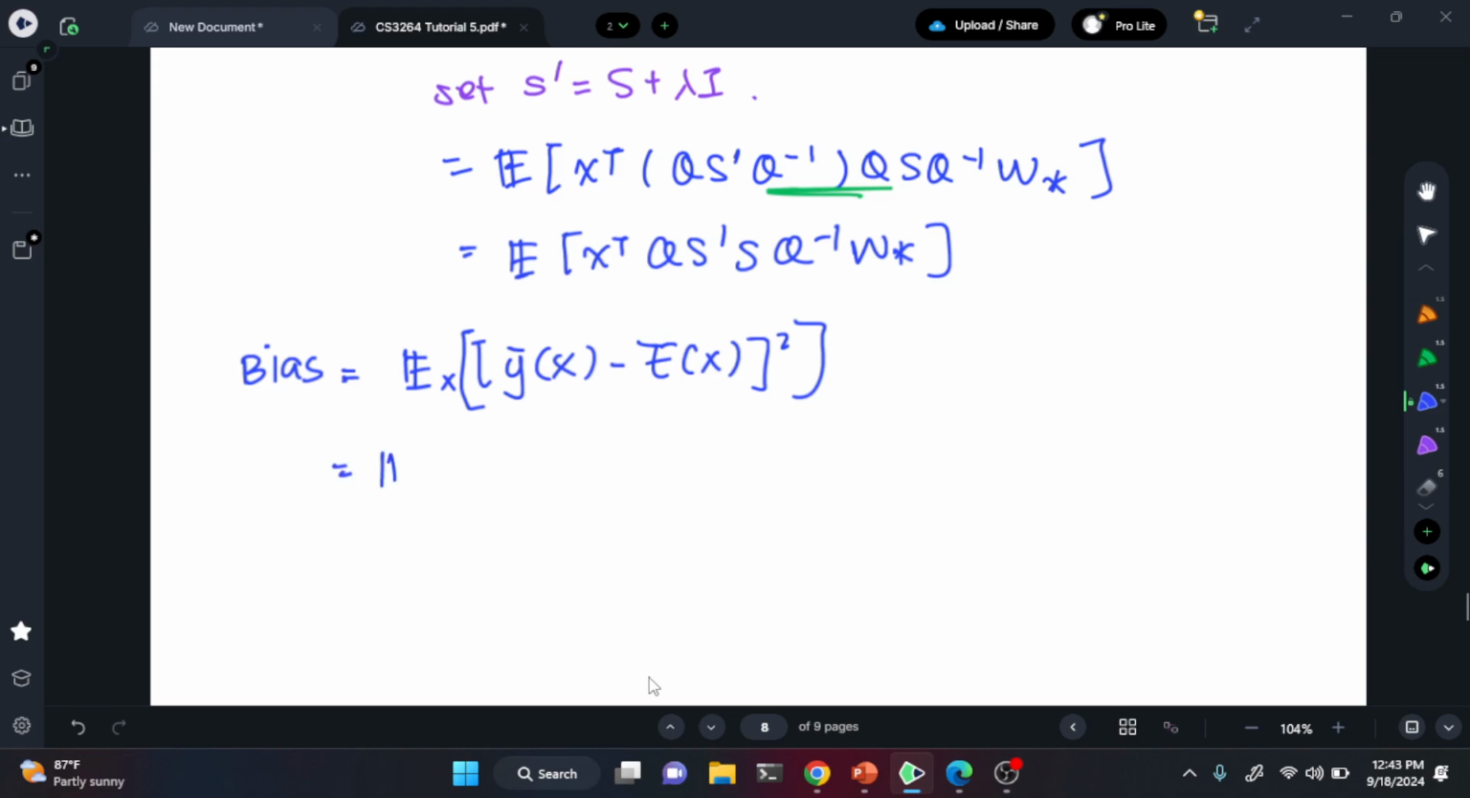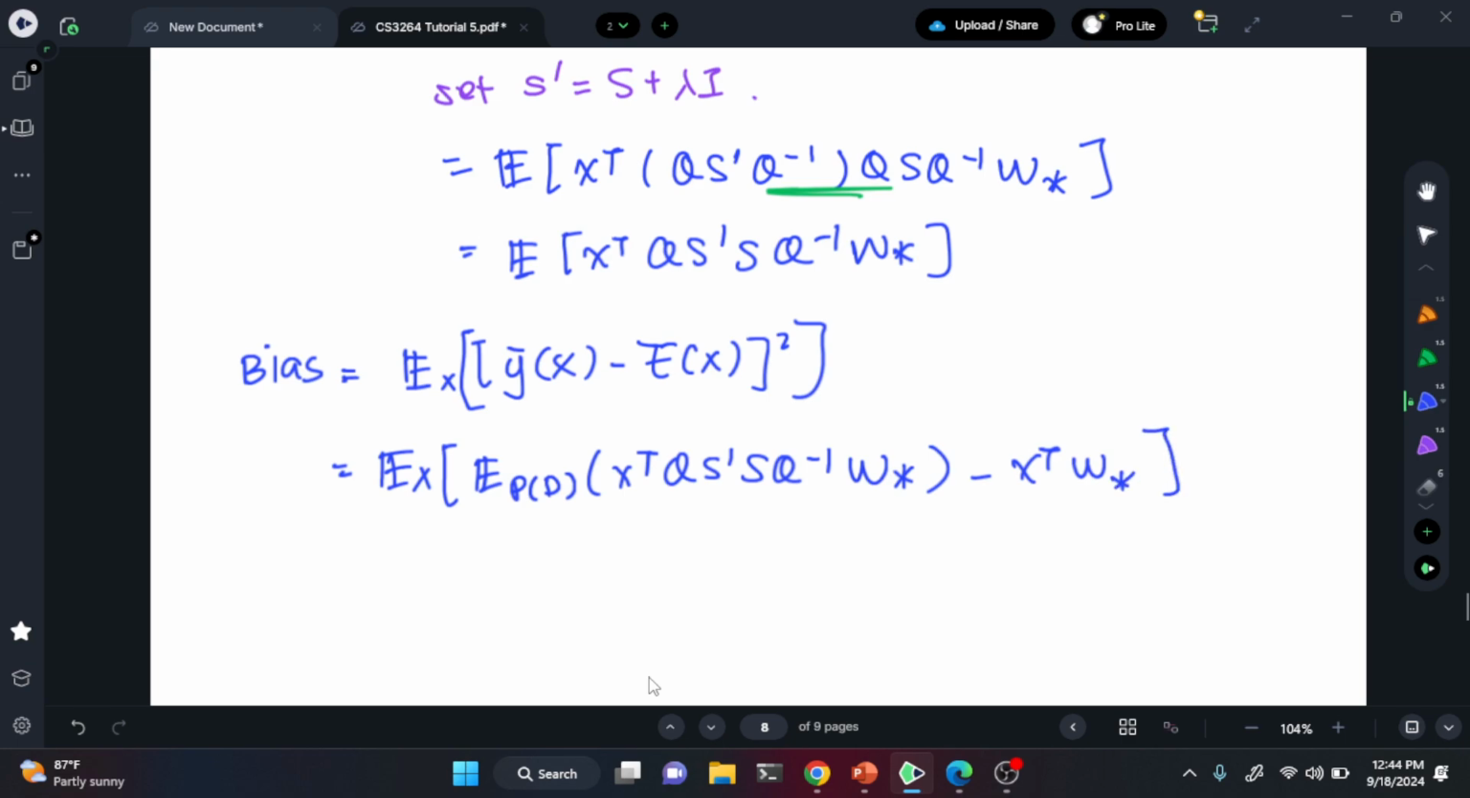Now just put this in. This will be the expectation across all the data sets of this x^T Q S prime S Q inverse w star minus this t bar x we have shown just now. This part is just small x^T w star. This part is just plugging in the values that we have found from the top, plus the values that we have seen from t bar x.